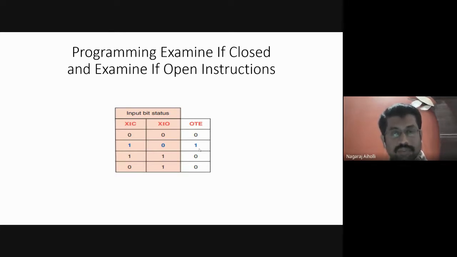If both are 0, then the output will be 0. If XIC is 1 and XIO is 0, not of 0 is 1, so both are true and the output will be energized. If XIC is 1 and XIO is 1, then the output will not be energized, because XIO becomes not of 1, which is 0. If XIC is 0 and XIO is 1, not of 1 is again 0, both are false, and hence the output will be de-energized, or it will not be activated. Okay.